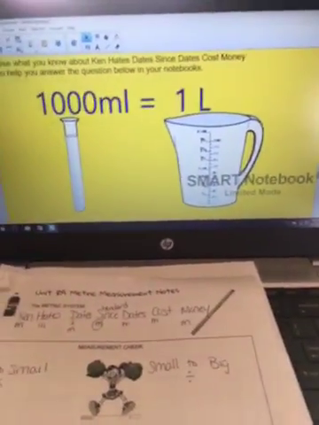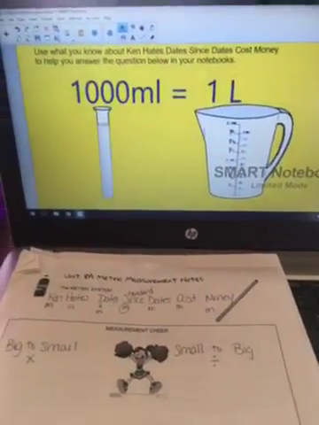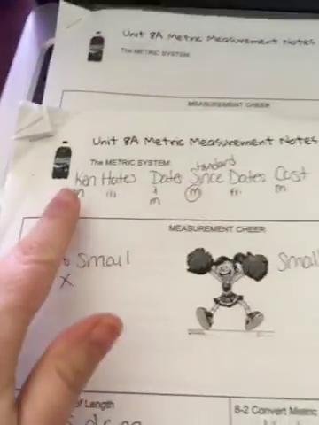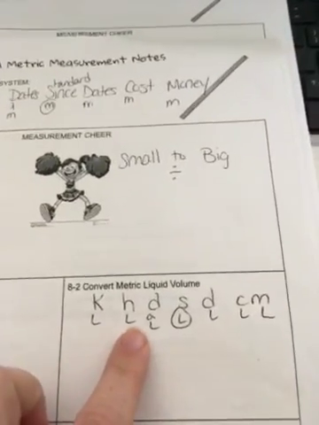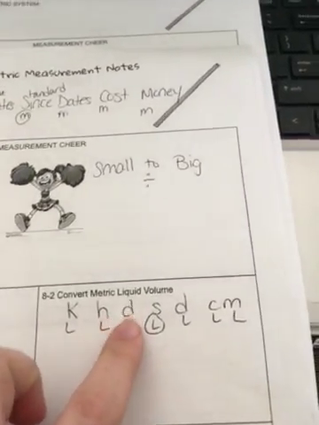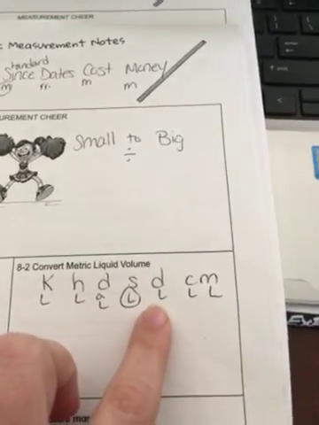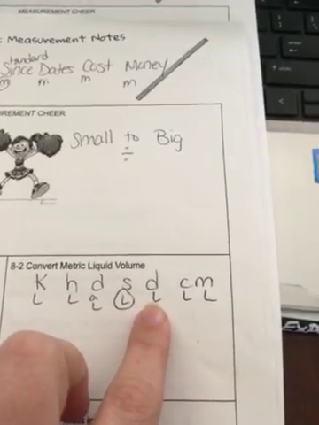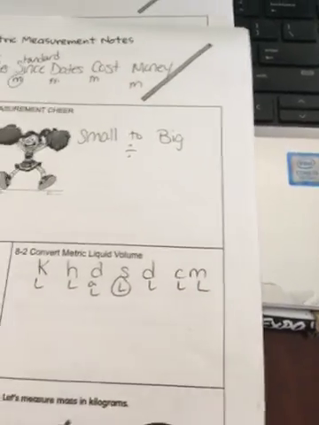Now, similar to when we were talking about the meters for the metric system with your Ken-Hate states, it's the exact same thing. So the K stands for kiloliters, the H stands for hectoliters, the D stands for decaliters, the L stands for liters, DL stands for deciliters, CL stands for centiliters, and ML stands for milliliters.